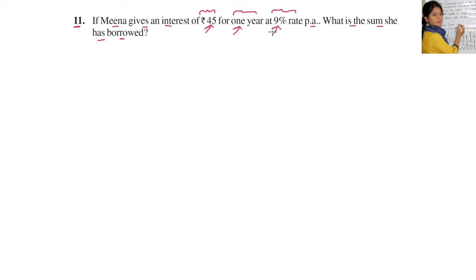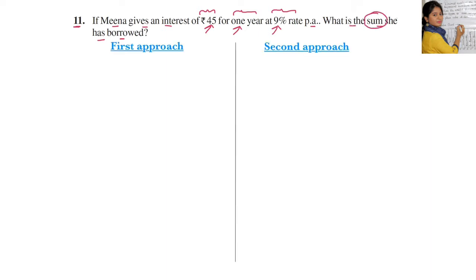Okay, so basically we need to find the principal. We can solve this question using two approaches. In the first approach, we'll use the unitary method, and in the second approach, we'll solve this question using a formula or by forming an equation. So let's start with the first approach.